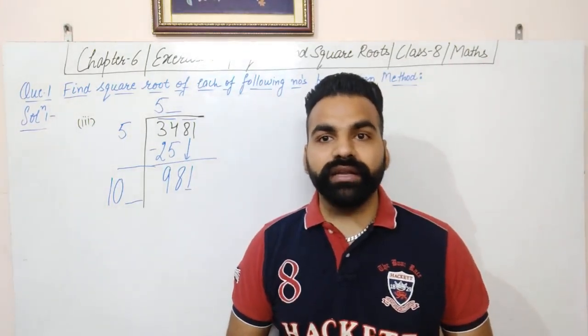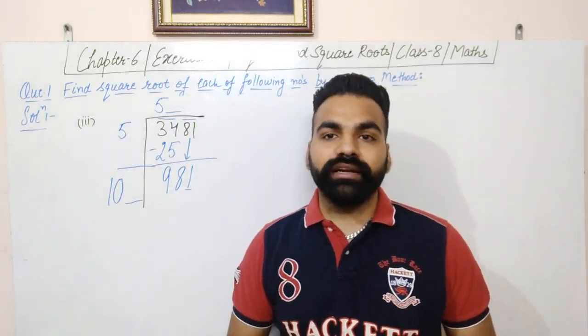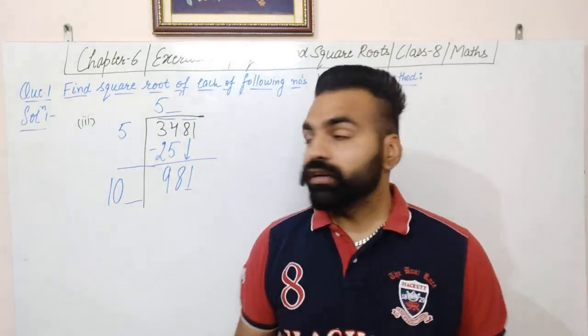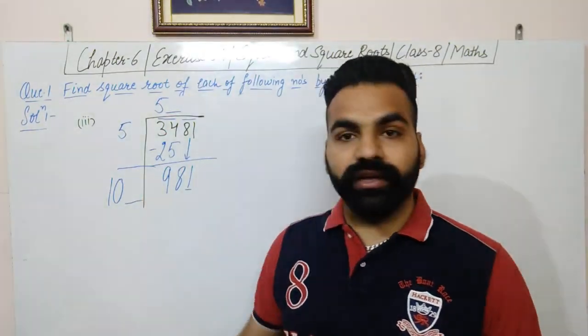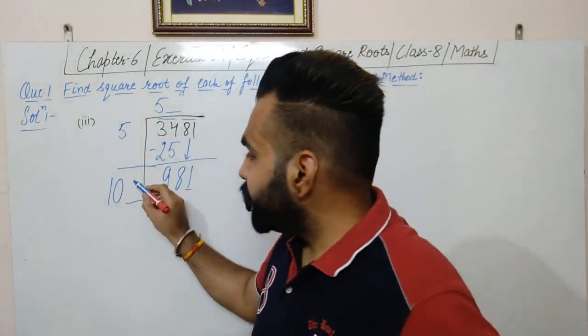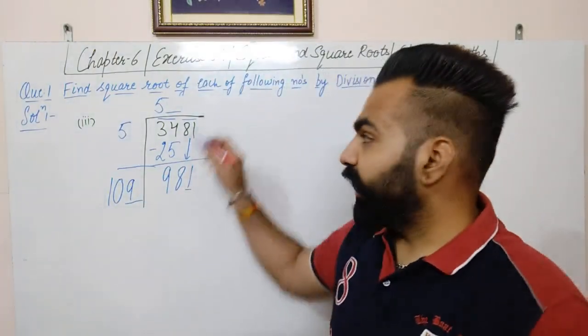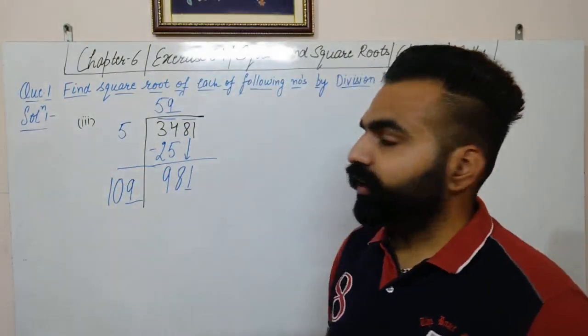1 square is 1 and 9 square is 81, and in 81 the unit digit is 1. So in this form we can find the number which has to be put here. So let us take 9 here. So 9 should be taken here also.